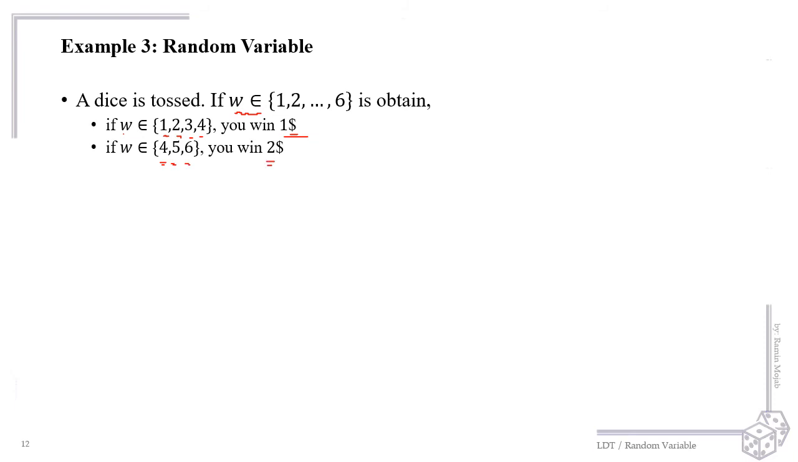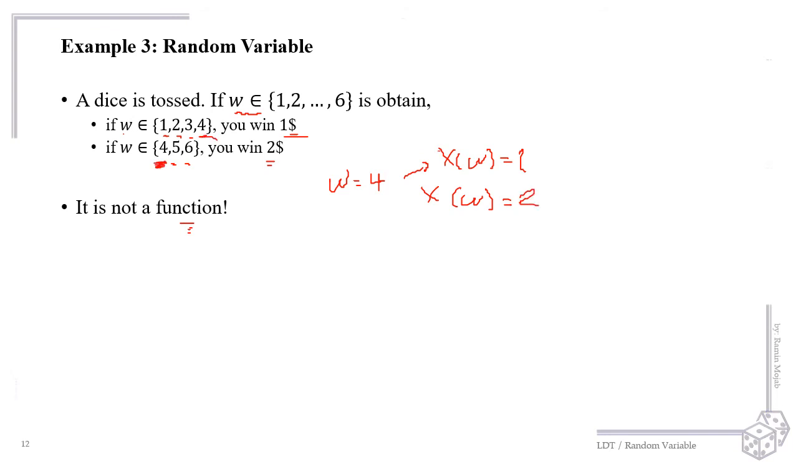We do not talk about the measurability of this function because X is not a function. Recall the definition of the function here. If W is 4, then X of W can be 1, and X of W also can be 2, because we have 4 here and 4 here. Therefore, it's not a function, and therefore it's not a random variable.